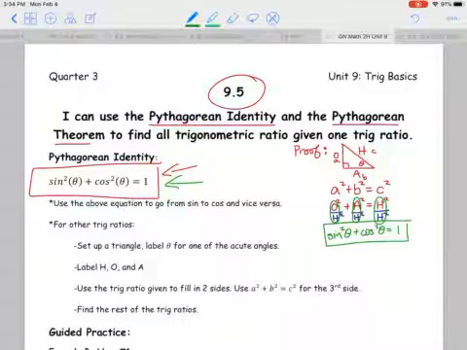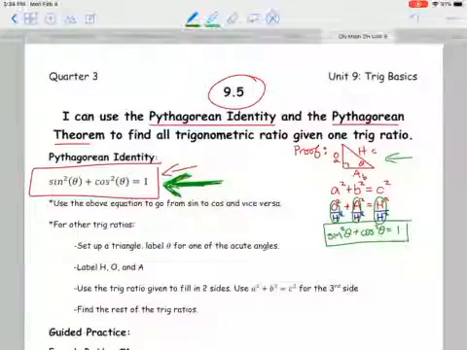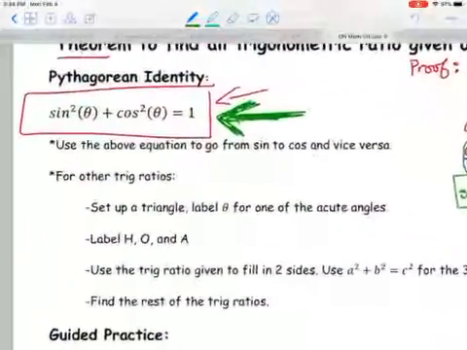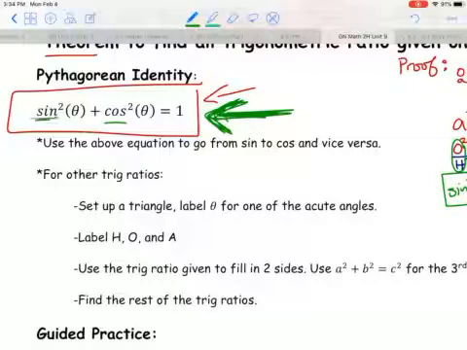So if you forget where it came from or what it is, like if I forget, is it sine squared or is it tan squared, you can use the triangle if you need to. Otherwise, we're just going to be using this equation. Okay, and it's to go from cosine to sine and back and forth. If I give you one, can I get the other?